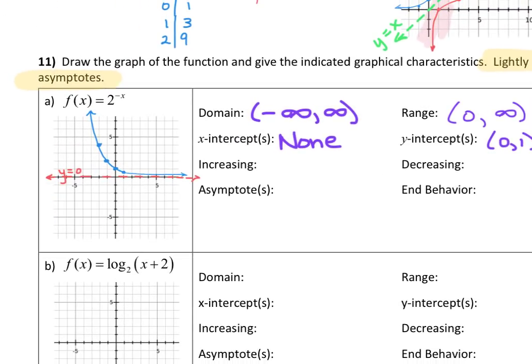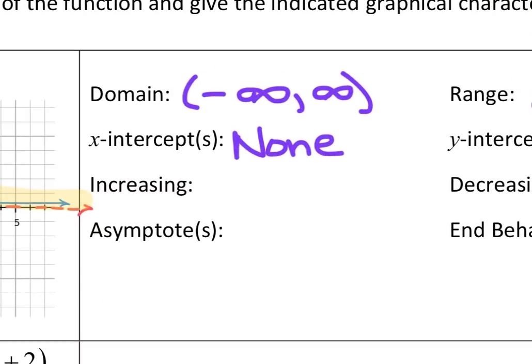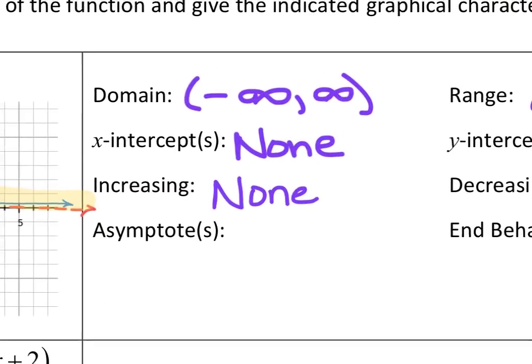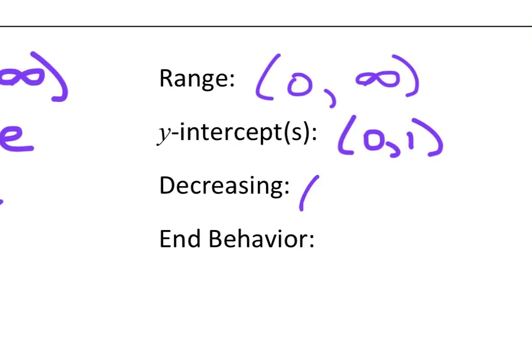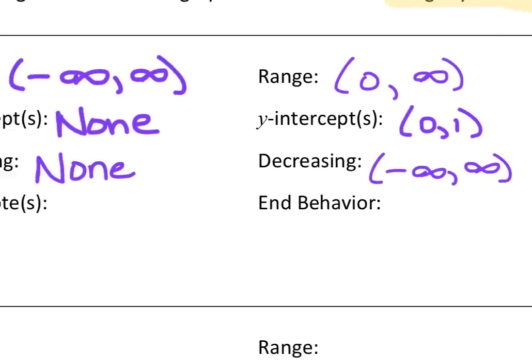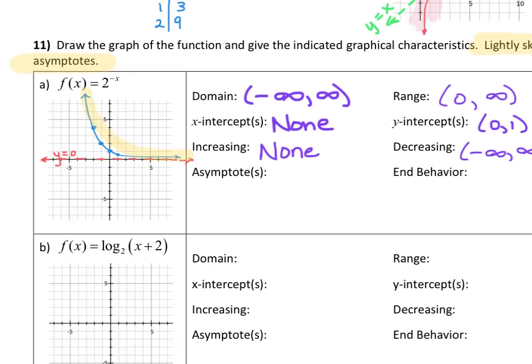If you look at the graph starting from the left to the right, you can see that it's decreasing. So when asked about increasing, it's not increasing anywhere. It's decreasing over the whole domain. We said that there's an asymptote at y equals 0.